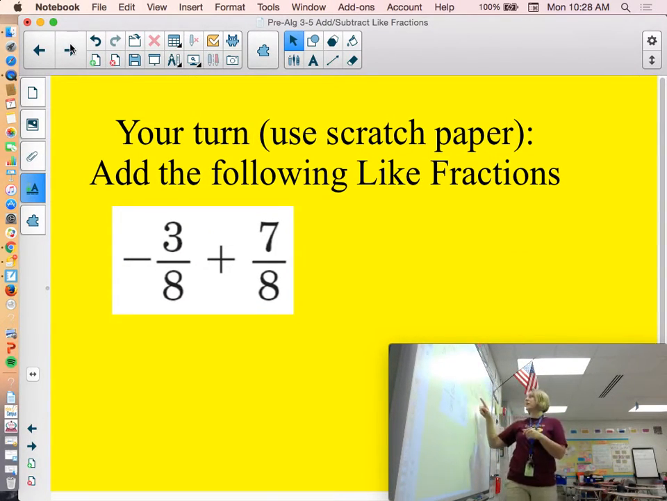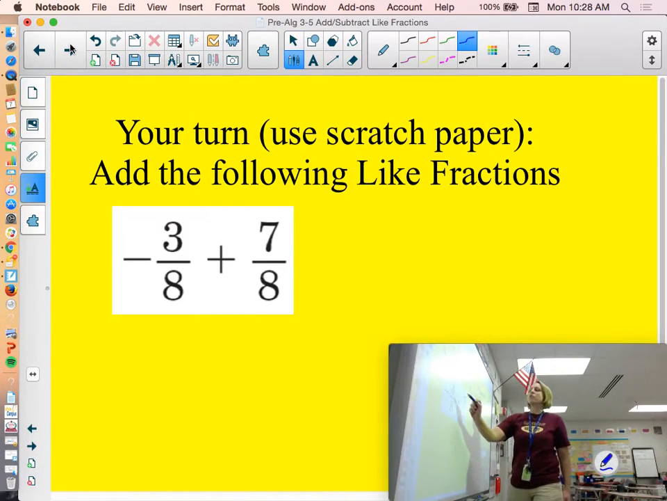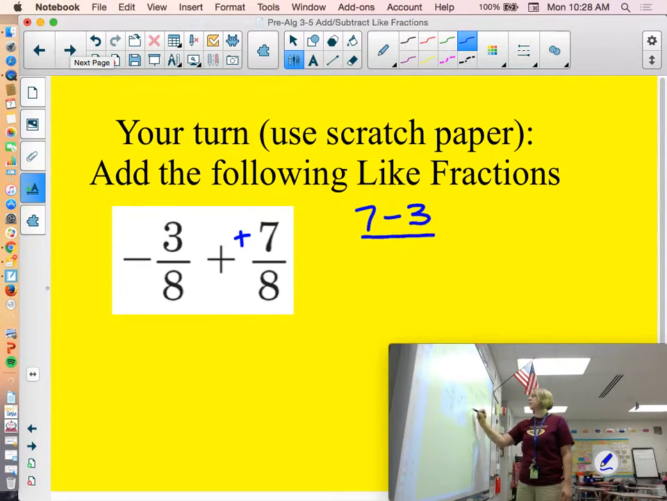Add these following like fractions. Negative 3/8 plus 7/8. All right. You should have seen these are different signs again. This is a positive, this is a negative, so you should have subtracted 7 minus 3, and the denominator stays the same. Use the sign of the bigger number.